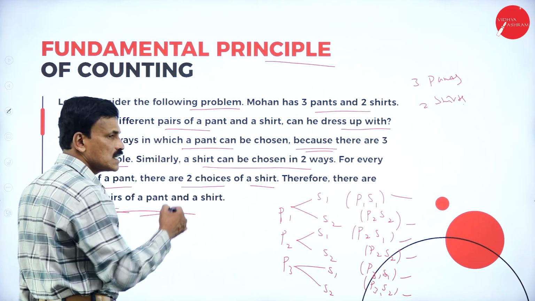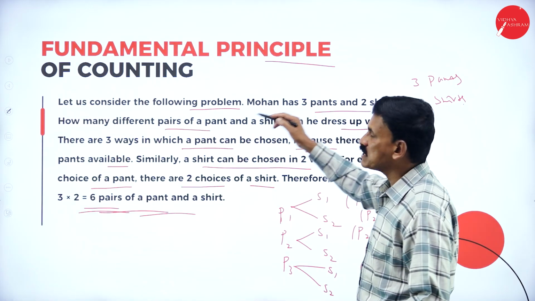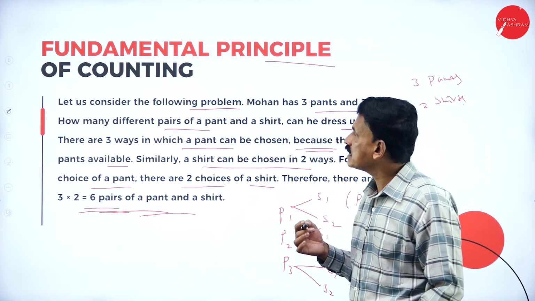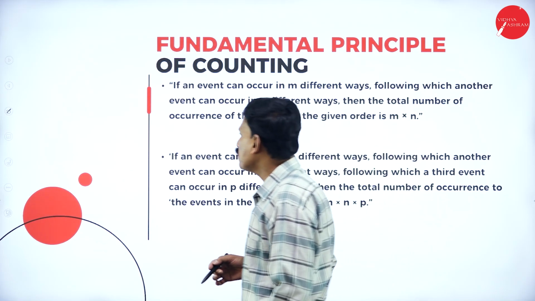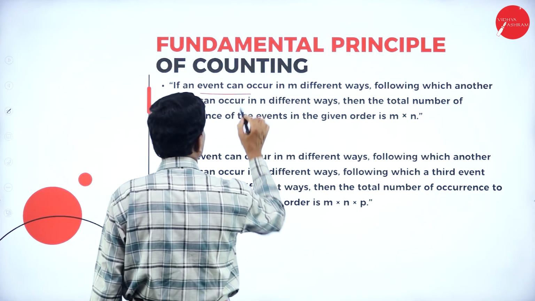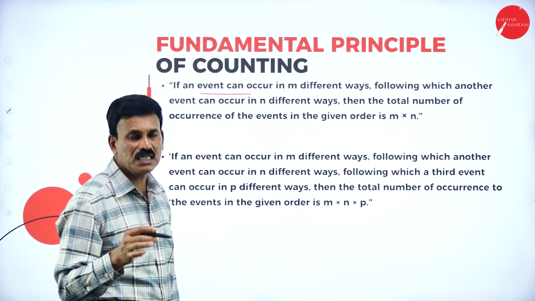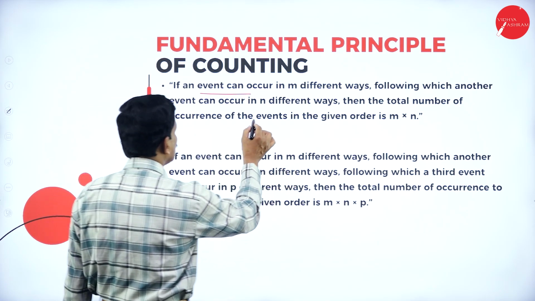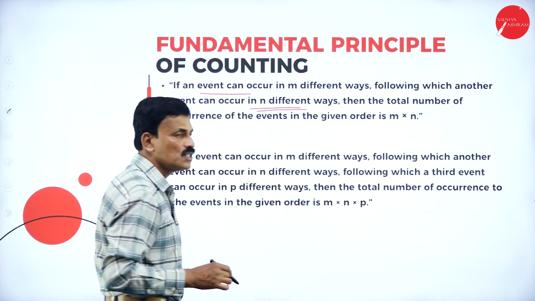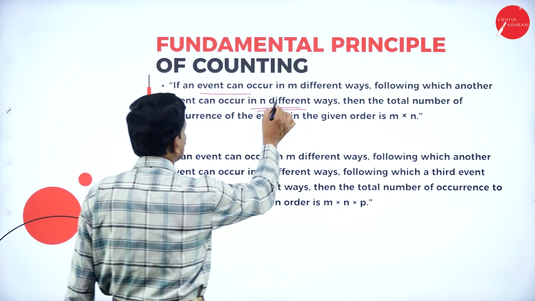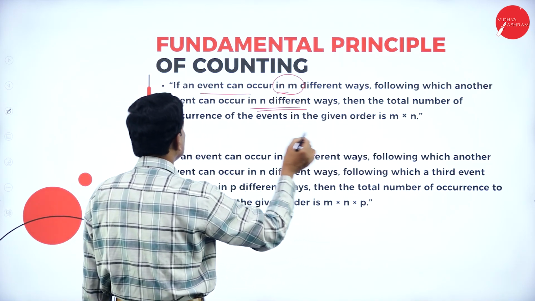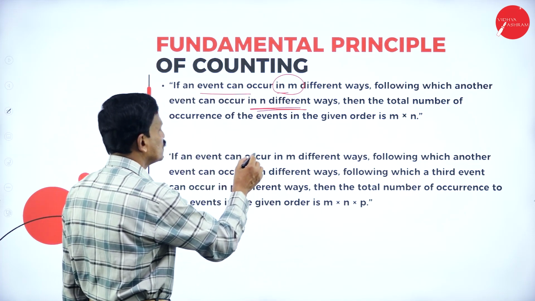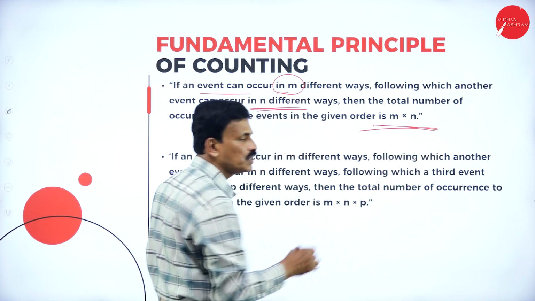Therefore, this is a best example for the fundamental principle of counting. Now let me explain the definition. If an event occurs in m different ways, following which another event can occur in n different ways, then the total number of occurrences of the events is given by m into n.